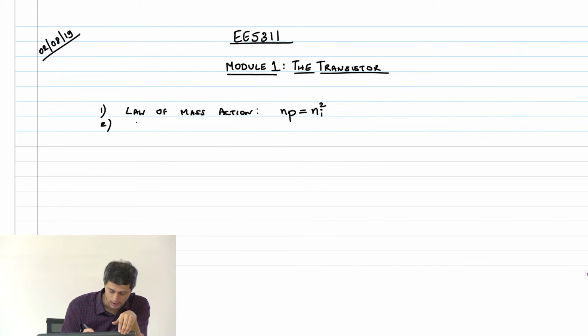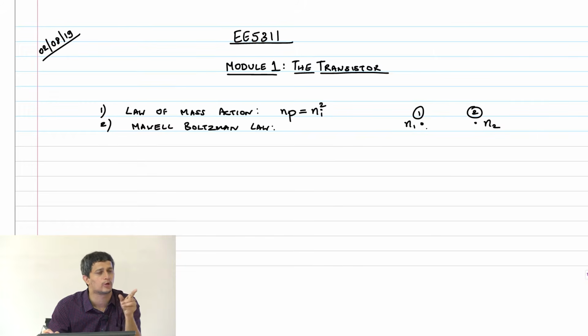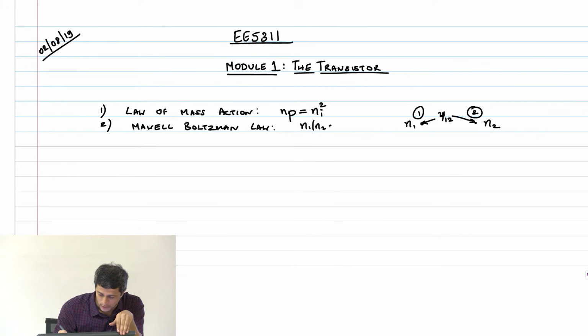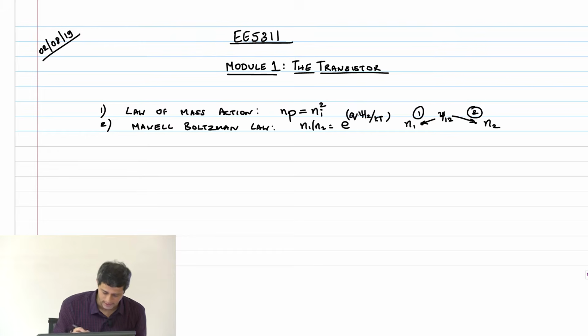Second thing that we studied was the Maxwell-Boltzmann law, which basically says that if you have 2 points in a semiconductor, with a free electron concentration of N1 at point 1, and at point 2 a concentration of N2, then there has to be a potential difference between these 2 points called psi12, and the relation is given by N1 by N2 is equal to e power q psi12 by kT. Okay, this was the second thing.